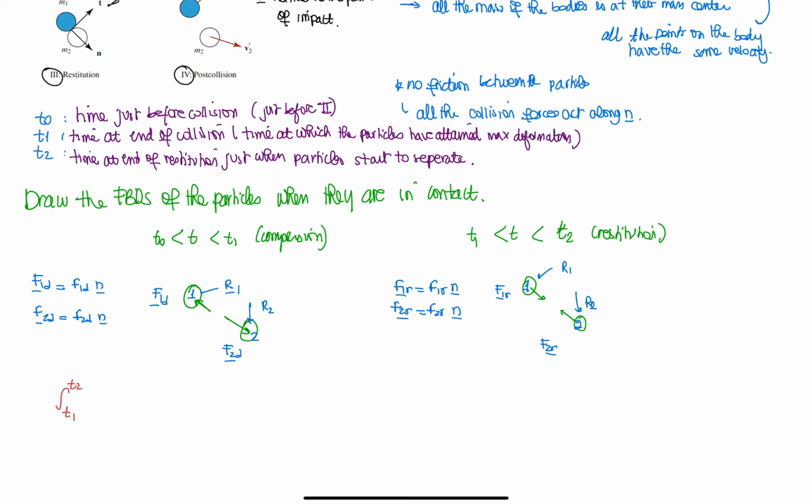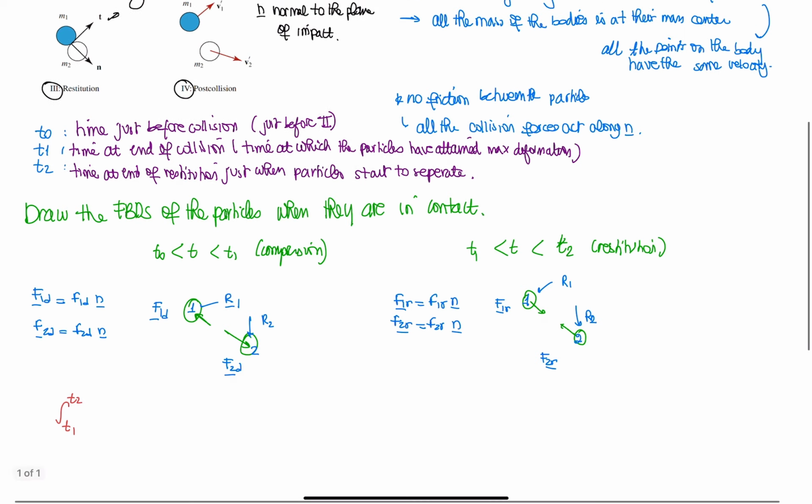And let's add to our assumptions that the collision time is very small. Let's assume that T1 minus T0 is very small. Sorry, not less than 0, less than 1. Between 0 and 1, less than 1. And also T2 minus T1 is less than 1. So these time intervals are very small really.